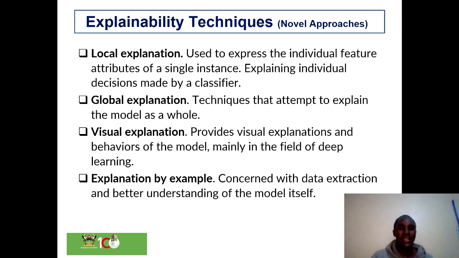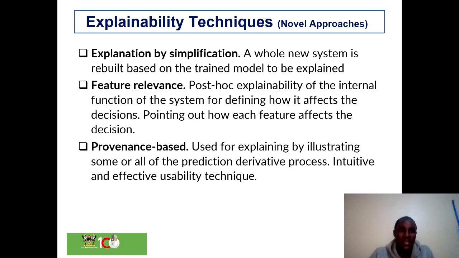And then the global explanation attempts to come up with an explanation for the entire model. And then visual explanations attempt to provide visual representations of the behavior of the model, and these are particularly common in the field of deep learning. And then explanation by example, this involves extraction of data in terms of the features formed as the model learns, and it generally just involves better understanding the model itself. And then there is explanation by simplification. So this is when you have a more complex model.